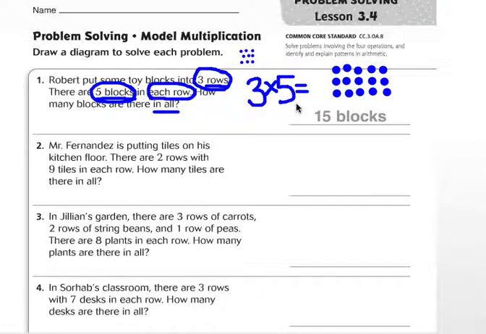So how many blocks are there in all? Well, I've got to count all of these. 1, 2, 3, 4, 5, 6, 7, 8, 9, 10, 11, 12, 13, 14, 15. So my answer is 15 blocks.